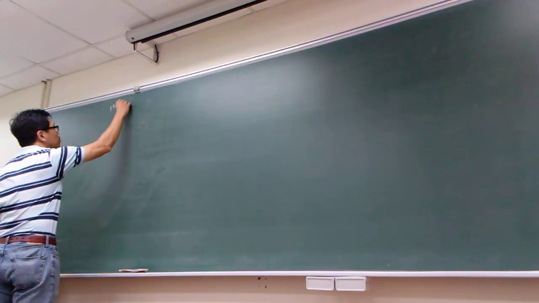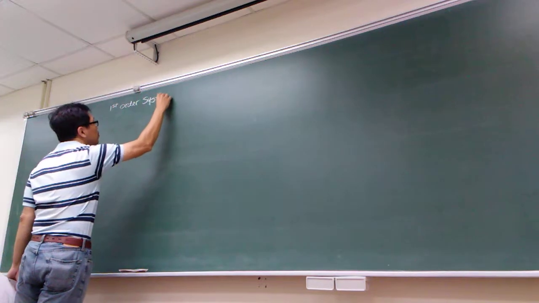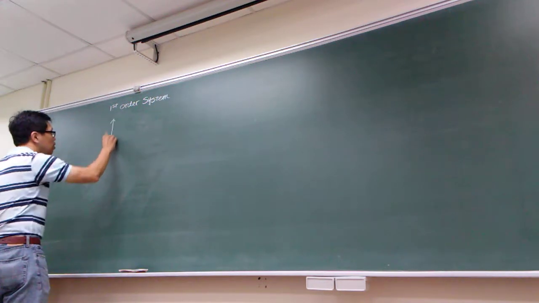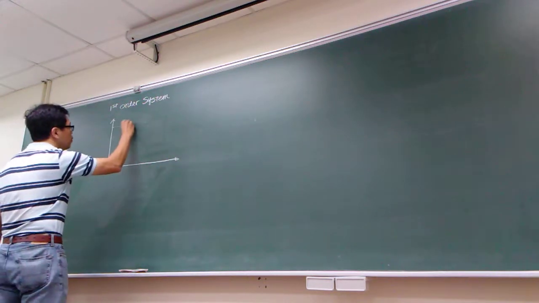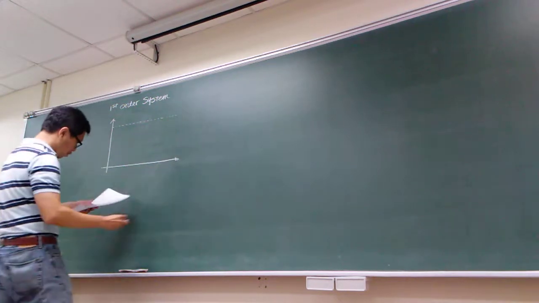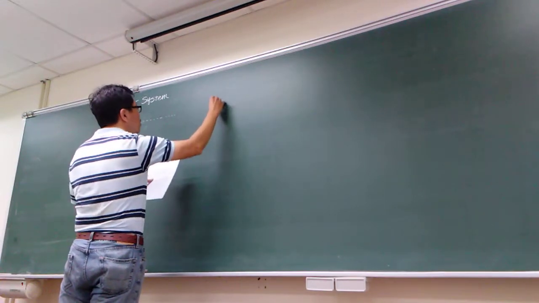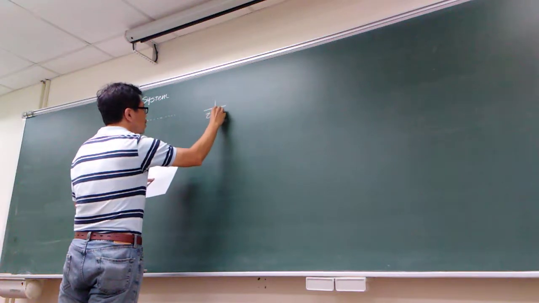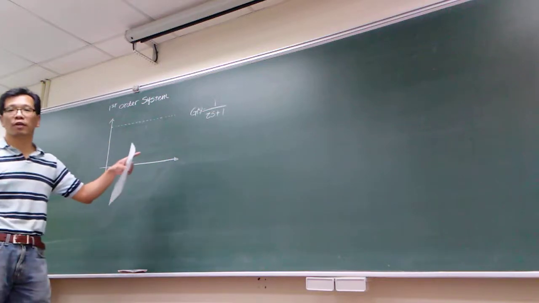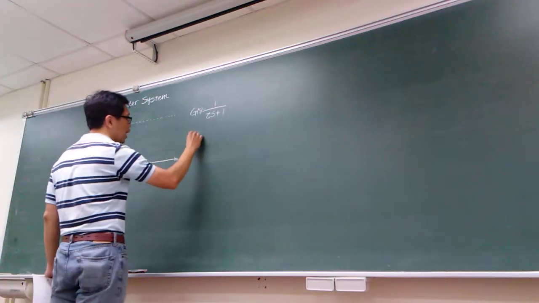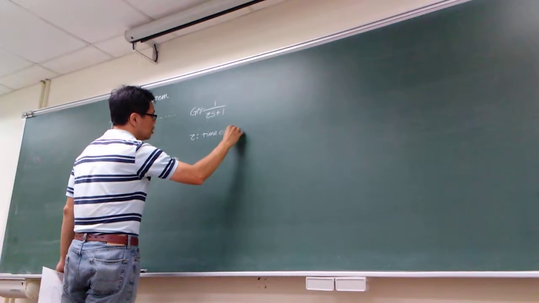First order system. So this is a refresh of what we've been talking about. For a first order system, this is the transfer function that we have, and we say tau is the time constant.